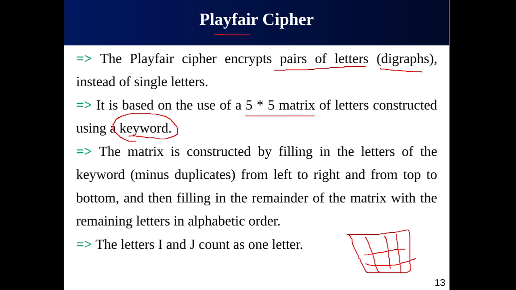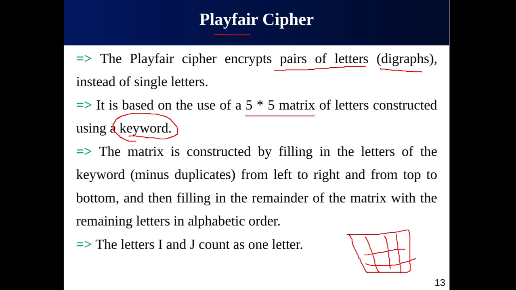So the second point is that we have to use a matrix of 5 by 5, and the third point is that we have to use a keyword as well, which is going to be our key, our secret. Now the question is how we will actually construct this 5 by 5 matrix, how it will be constituted. We have to fill the letters of the keyword in that table. But remember, if a letter appears 2 times in the keyword, you have to write that letter only once. Duplications are not allowed.